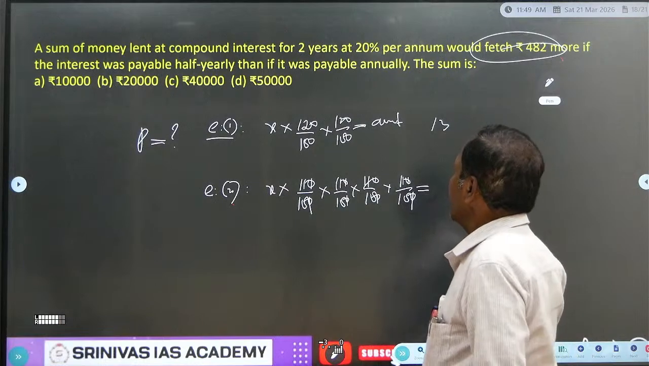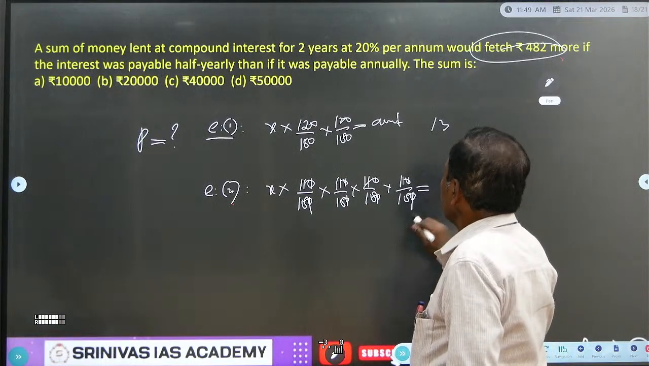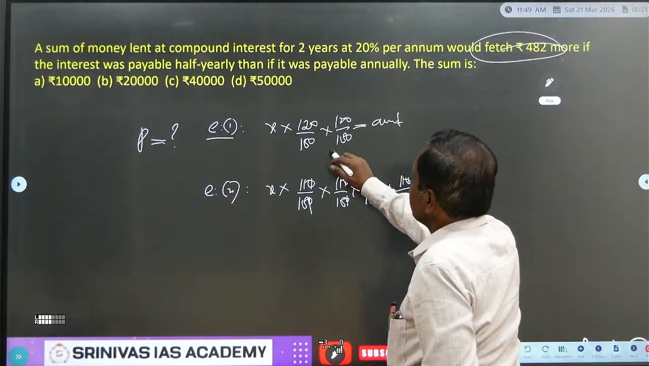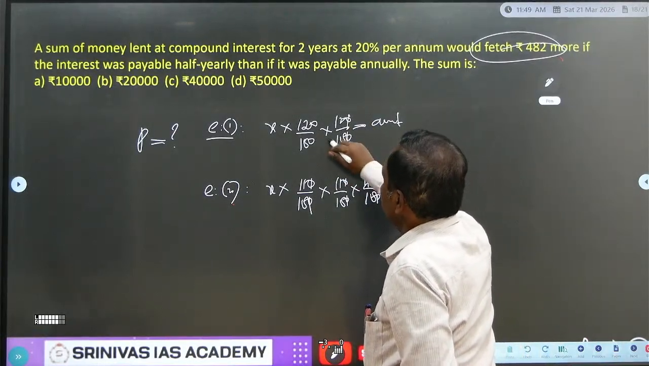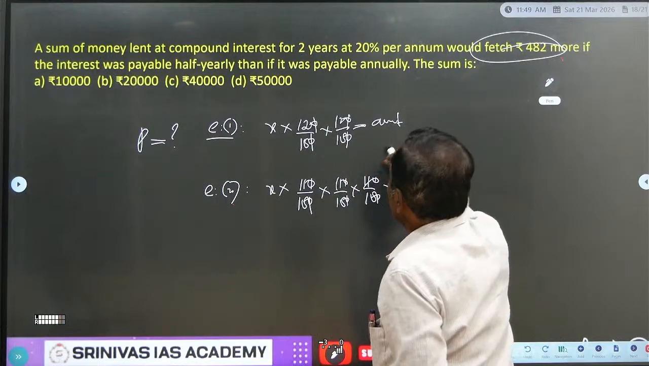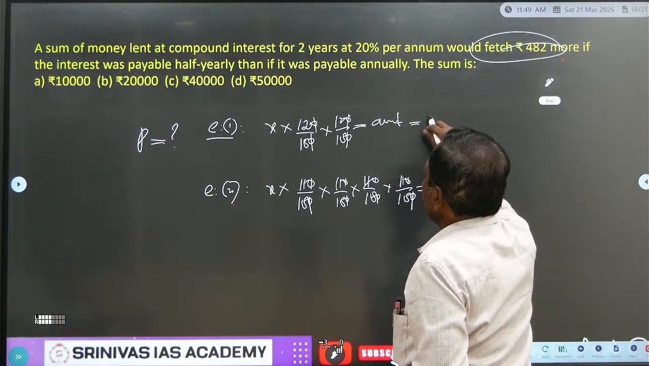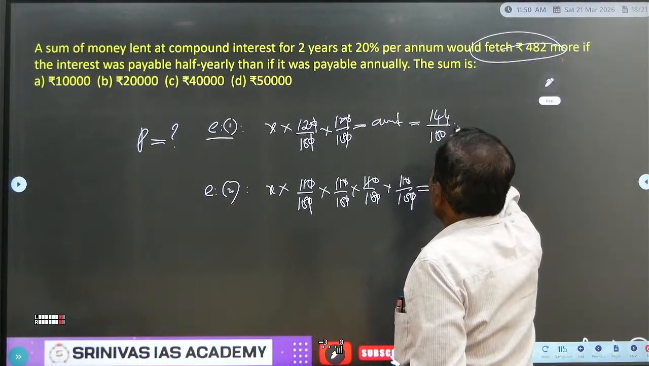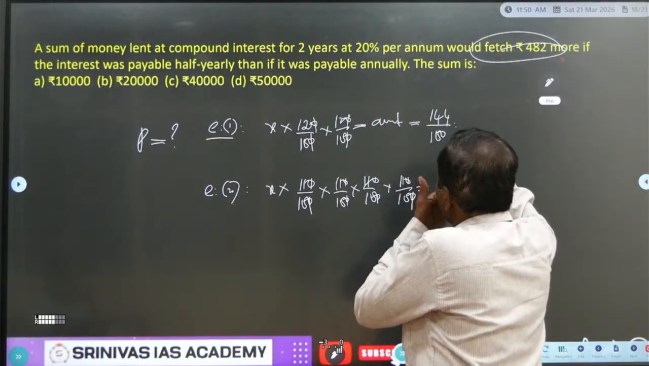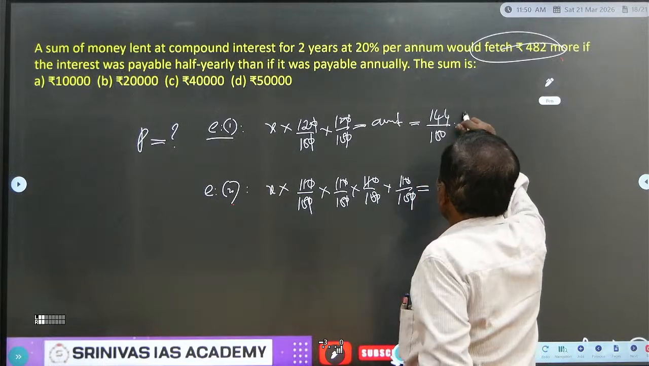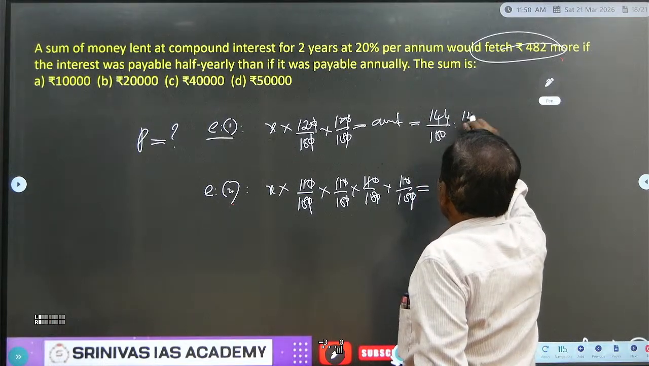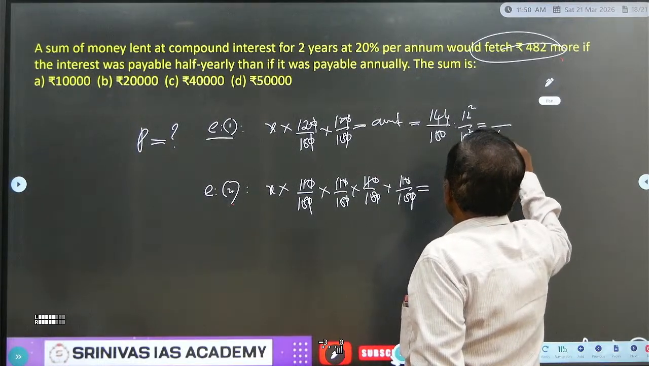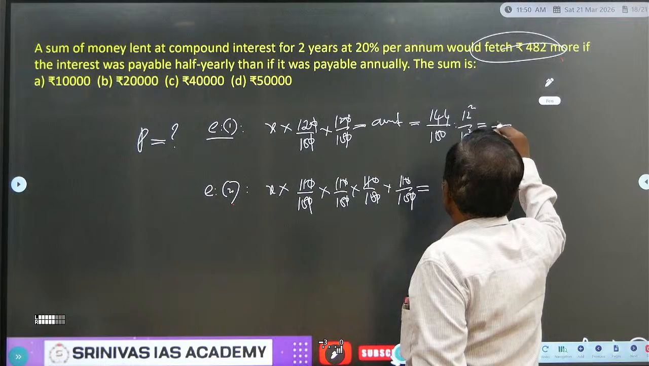Now we can take what happens. So this is 0 and this 0 you can take. 12 square is what? 144 by 100. 12 square by 10 square. It means the rate of interest is 10%. Okay, we already got it.